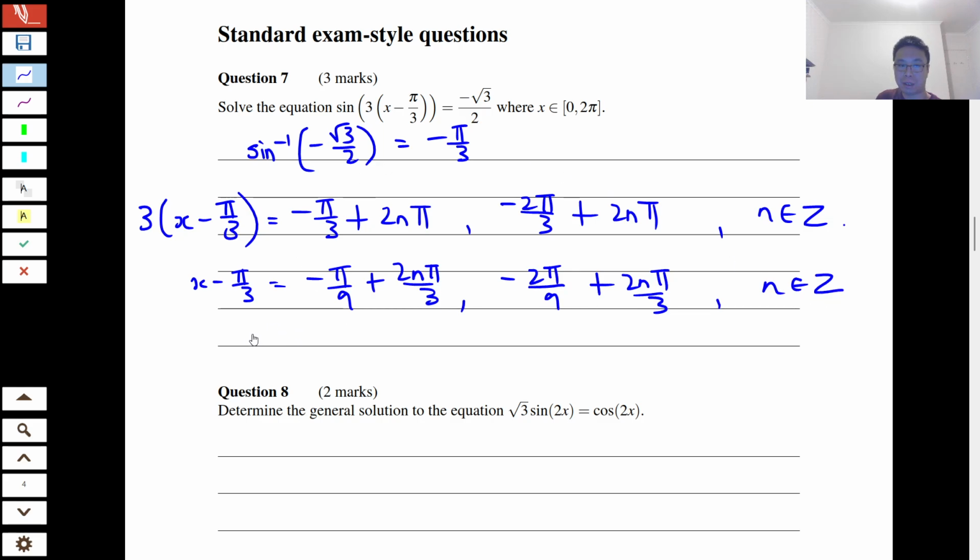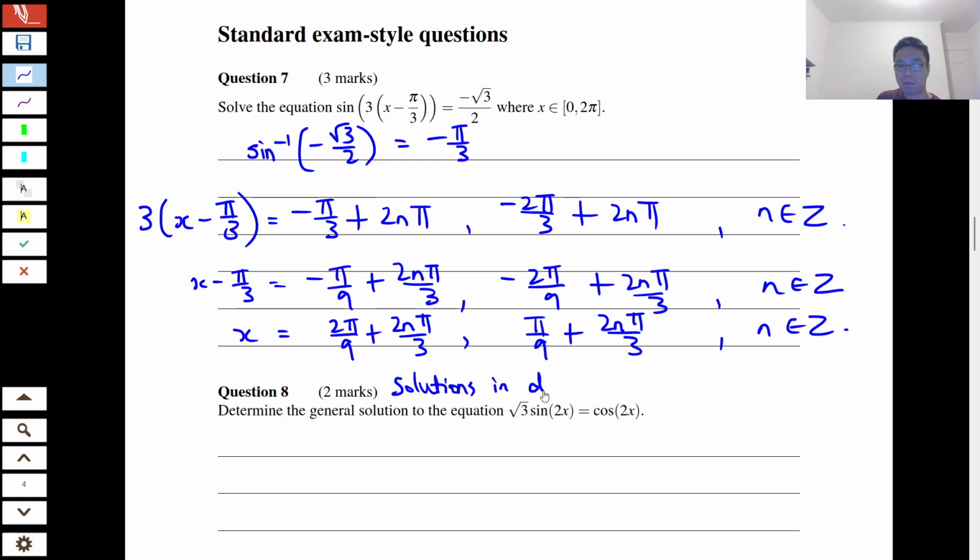And now I can add pi on 3 to both sides. So this is going to be minus 1 on 9 plus 3 on 9, which is 2 pi on 9 plus 2n pi on 3, and then pi on 9 plus 2n pi on 3. Okay, so now in the domain, what we'll need to do is start with the solutions that we've got and keep adding multiples of 2 pi on 3 until we exhaust everything in the domain. So the obvious solutions are pi on 9 and 2 pi on 9.